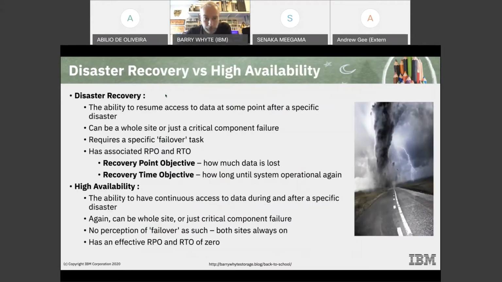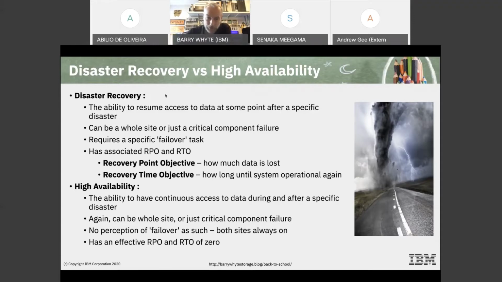So just quickly going over the different options, we'll talk about two different things really here. There is the standard disaster recovery techniques, and then there's high availability techniques. Disaster recovery is really about the ability to resume after some kind of disaster. That can be done at different levels. It can be the entire site, or even just one component within an infrastructure that is being recovered from. DR generally requires a specific failover task. So at the point the disaster has happened, there's a specific set of steps and procedures that you have to follow to bring up the other copy of the data.